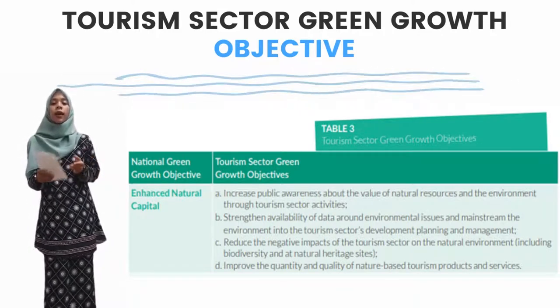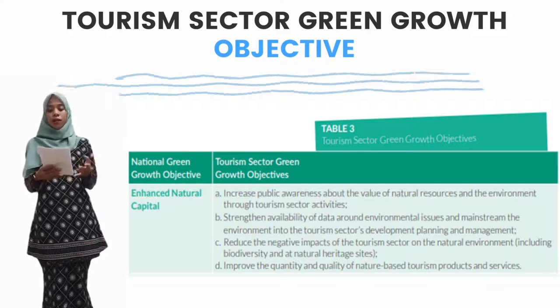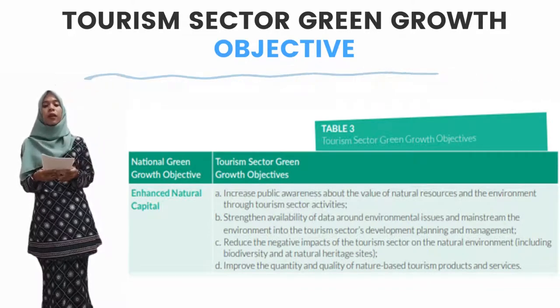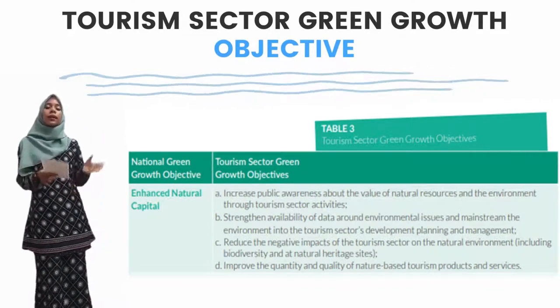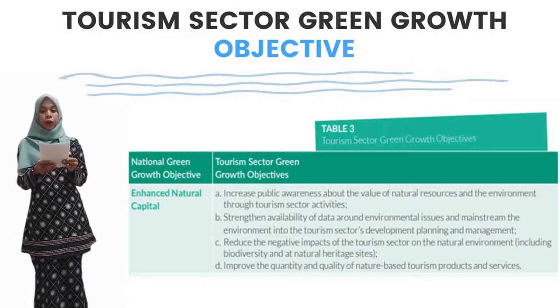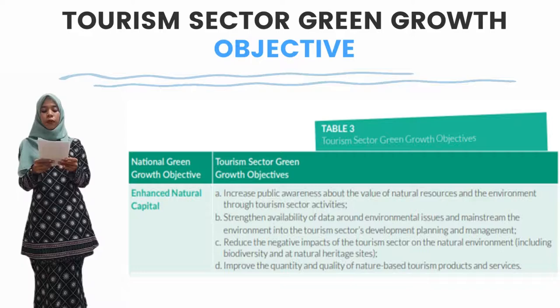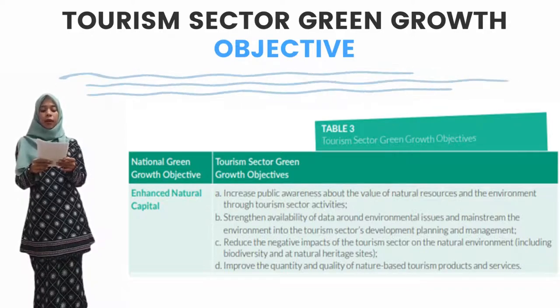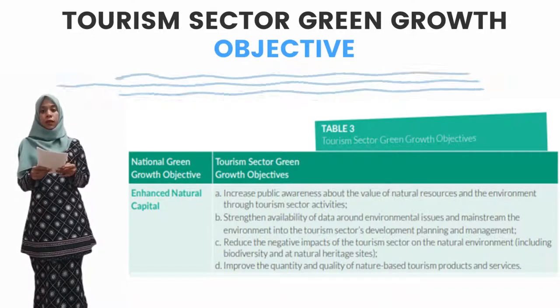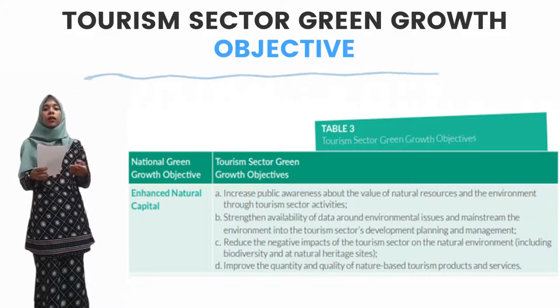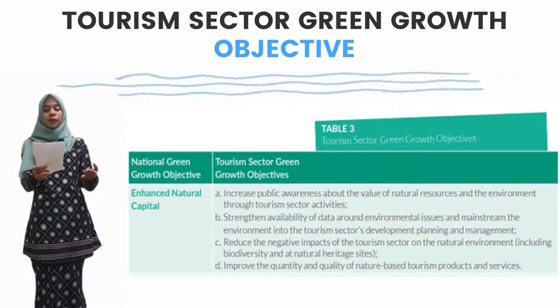Alright, so next, this is the tourism sector green growth objective, as what you can see in the slides. So as what I said earlier, I only focus on the enhanced natural capital objective. So this is what is their objective. There are four. Number one is to increase public awareness about the value of natural resources and the environment through tourism sector activities. Maybe they can do ecotourism activities, right?